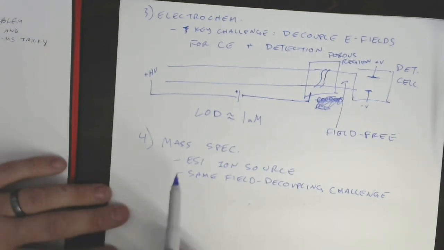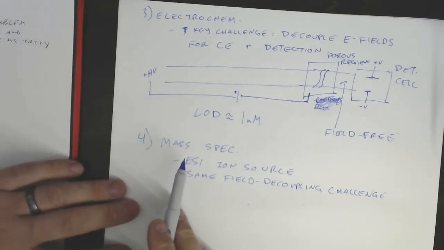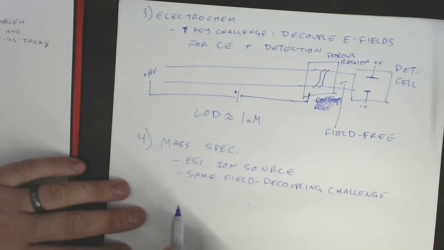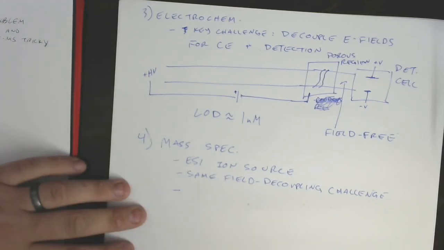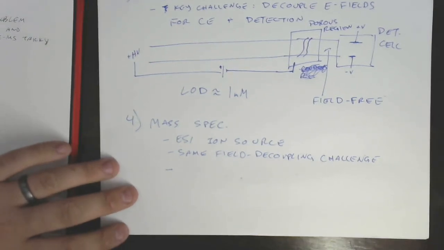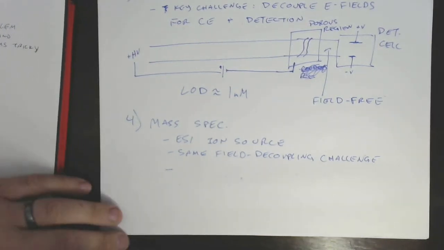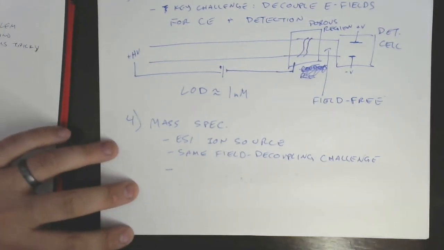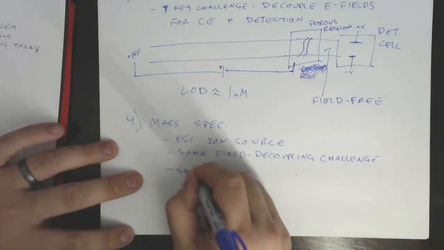Here's where CE mass spec kind of has its biggest challenges, though. Mass spec is a mass-sensitive detection technique. We talked about that before for HPLC. And we've talked about really, really small amounts of sample, right? So small sample amounts.